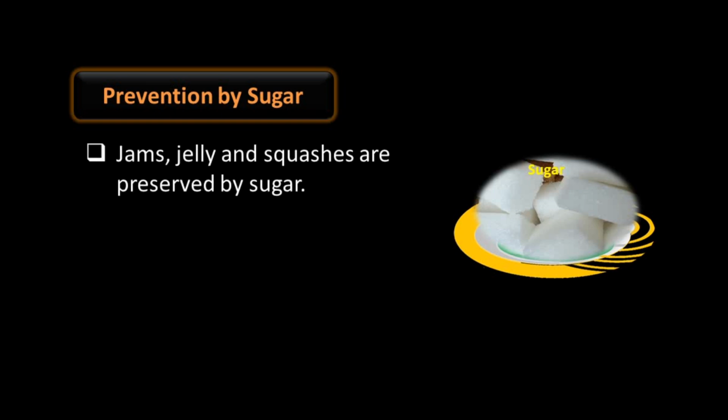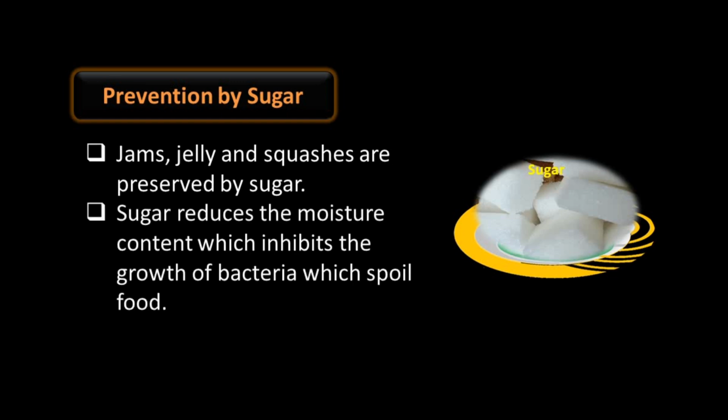Preservation by sugar. Sugar is also a useful preservative to preserve food items. Jams, jelly and spices are preserved by sugar. Sugar reduces the moisture content, which inhibits the growth of bacteria which spoil food. So sugar reduces the moisture in the food item. Reduction of moisture inhibits the growth of bacteria in the food item.